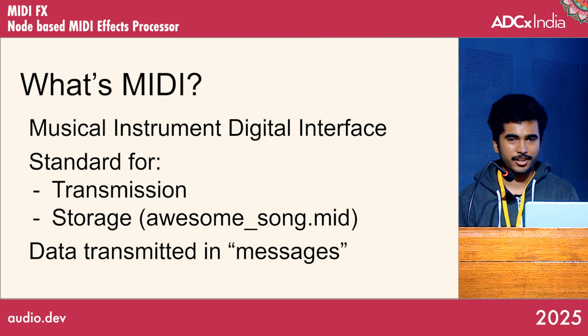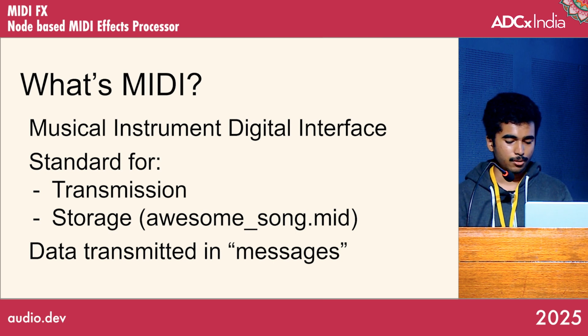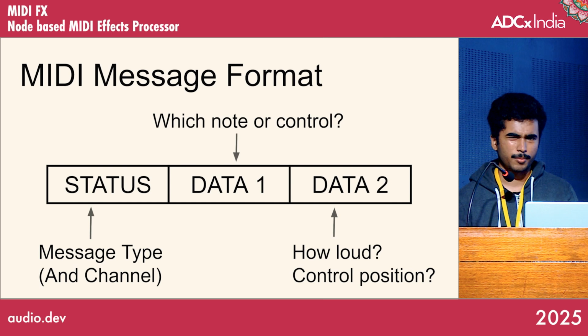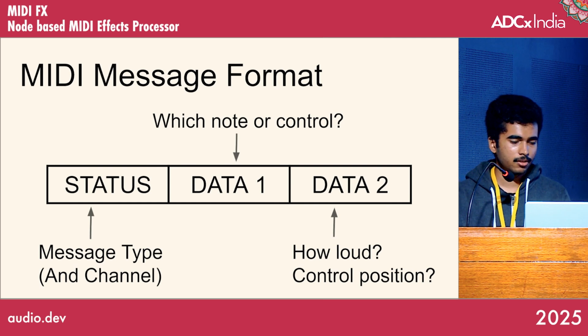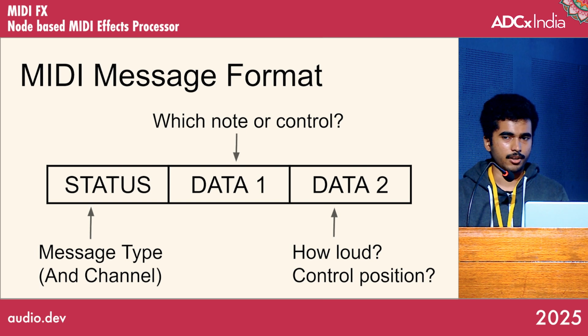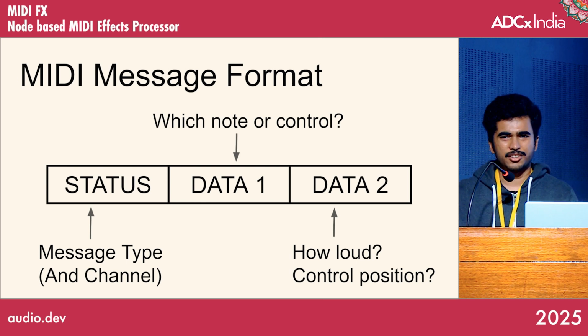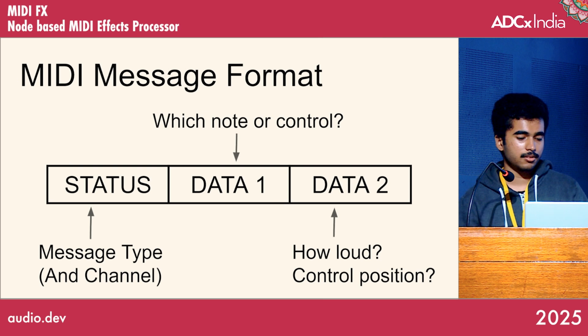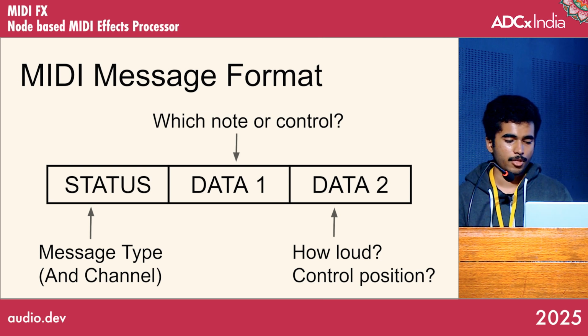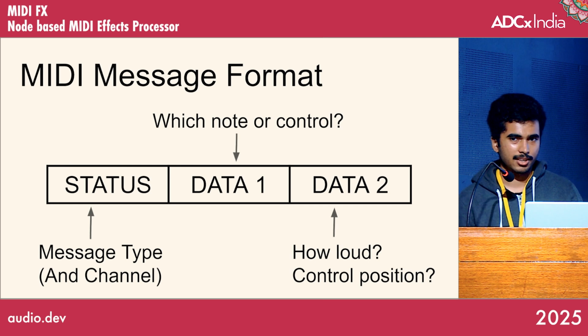Now, MIDI data is sent in the form of messages. So in the next slide, I'm going to show you what a message looks like. Most messages have 3 bytes, so 3 numbers. They're called status, data1, and data2. Status tells us what kind of message this is. Is it a note on event? Is it a note off event? Is it a knob that's been turned? Is it something else? Then the meaning of data1 and data2 changes based on what status is.